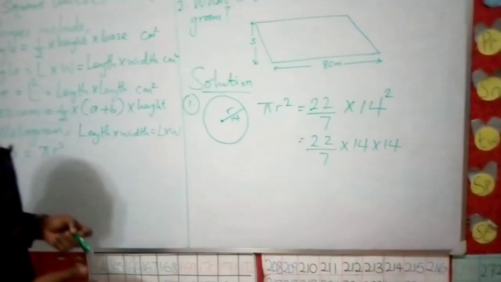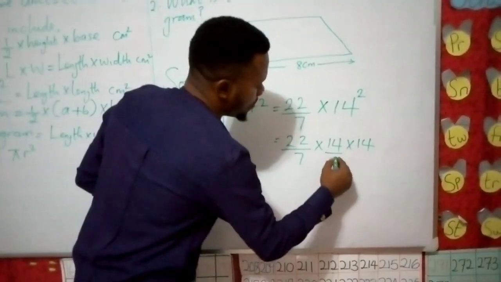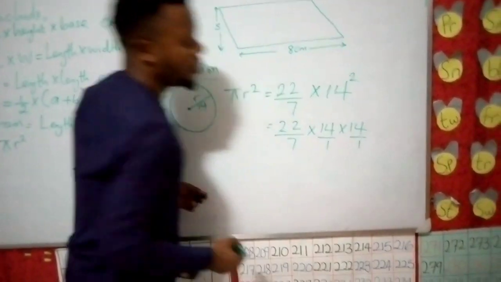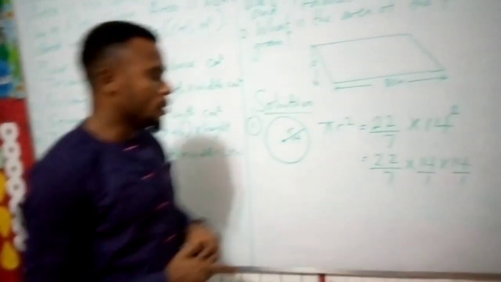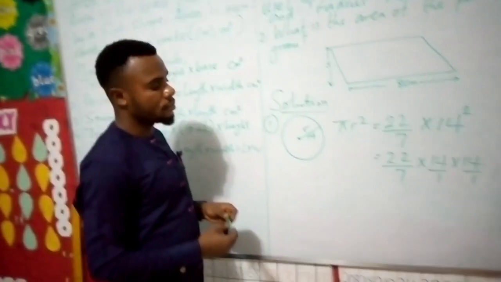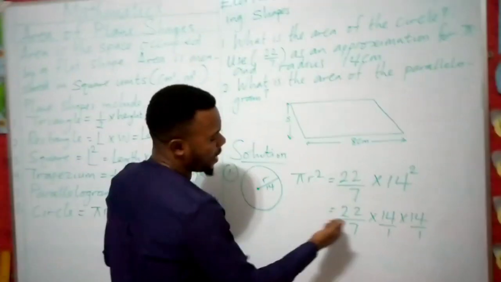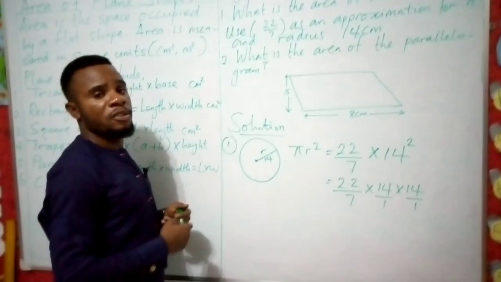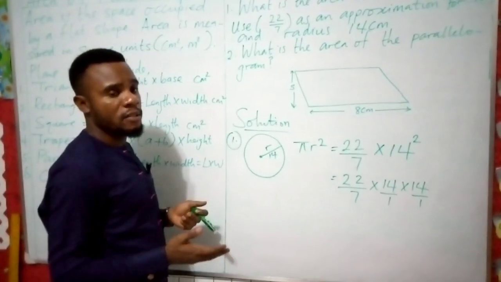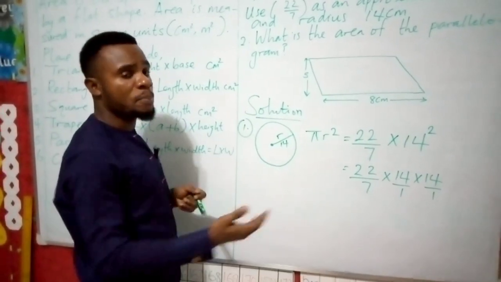Remember what I said, this has a numerator and denominator. We can also do the same here by putting 1 below. Remember, 1 has no significance to this; it remains the same as 14, 14. Good. Now, let's see what we can do. We can multiply the denominator, multiply the numerator, and later divide. Also, we can divide in any way before we multiply.